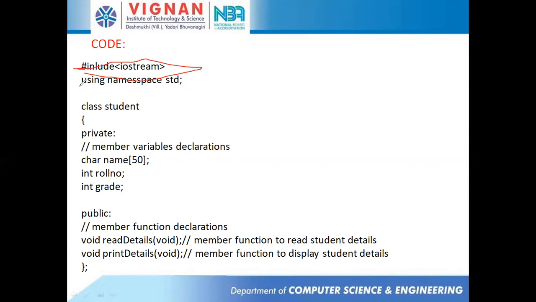So next one is using namespace std here. The purpose of this namespace std is, suppose the same variable names or same class names or same function names are repeatedly used here, in order to differentiate those, we have to use the namespace here, right?